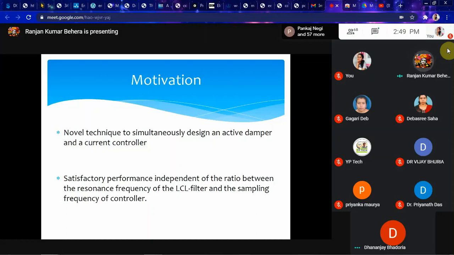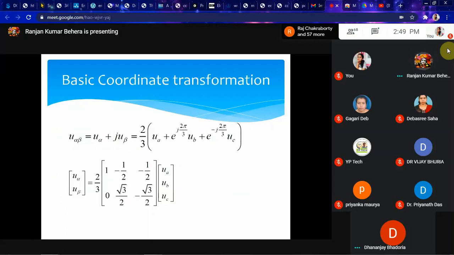Similarly, the current control and active damper are both designed simultaneously here, and satisfactory performance is achieved independent of the ratio of the resonant frequency of the LCL filter to the sampling frequency of the control. So I told you there are 3 kinds of frequency. One is your switching frequency, one is your sampling frequency, and another one is the resonant frequency.